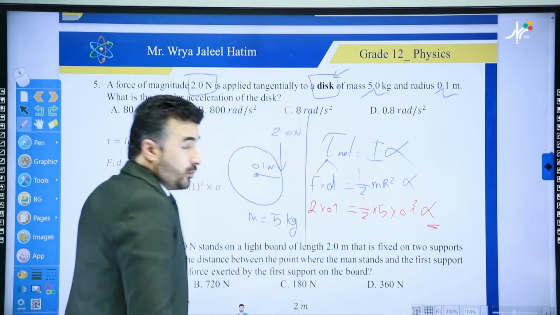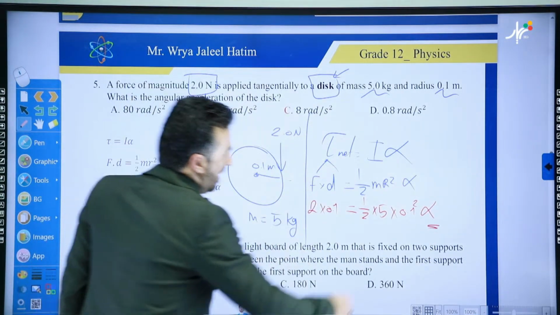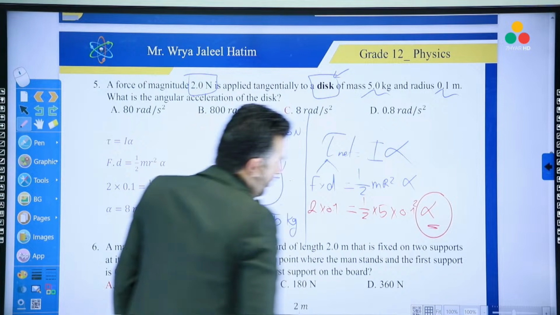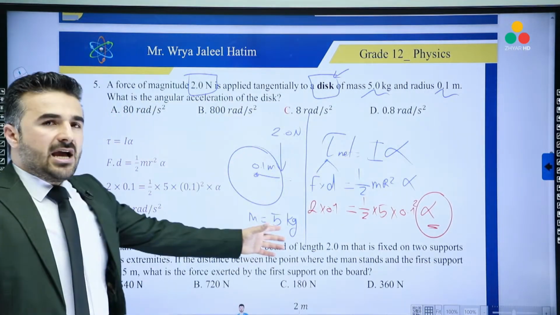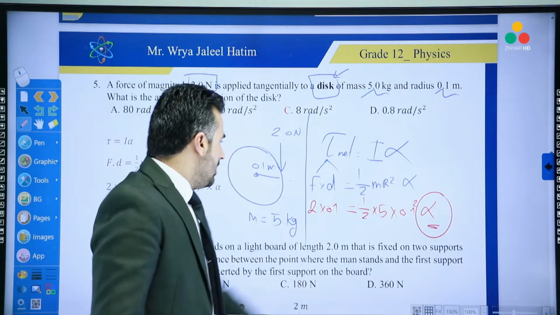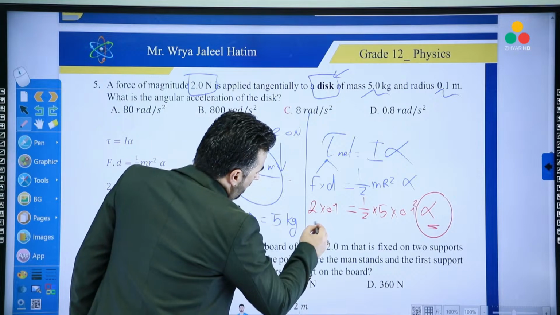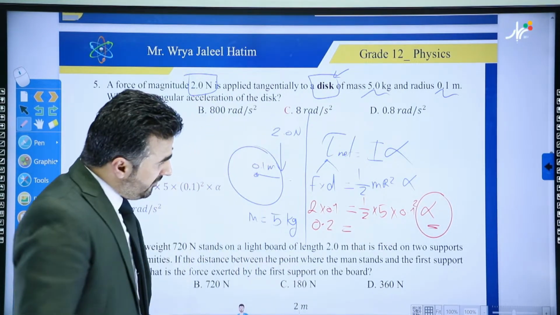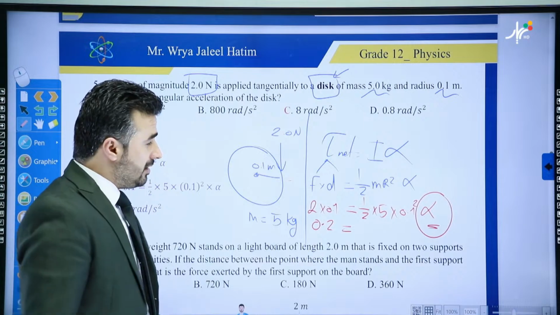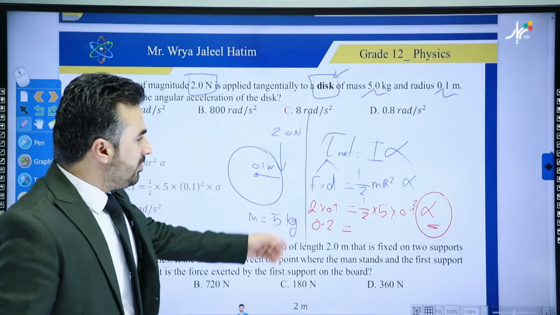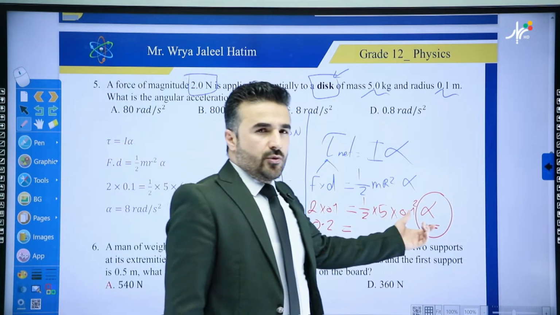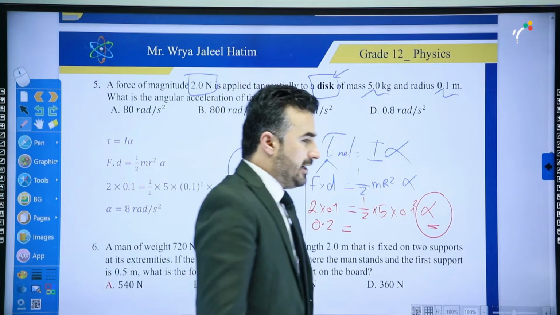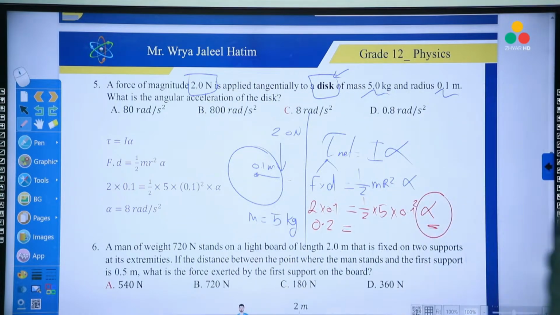And this is exactly what we want to find, right? So angular acceleration is what we're trying to find here. Now all you got to do is do the math. 2 times 0.1, that is 0.2, equals half of 5, of course that is 2.5, and then multiplied by 0.1 squared, it becomes 0.01, yeah? And then you multiply the two, you'll get the answer.